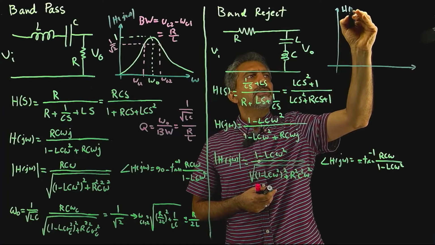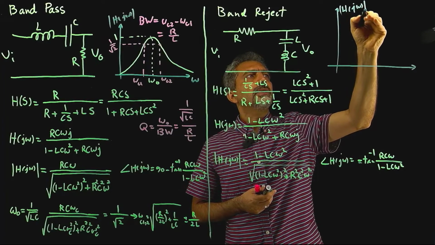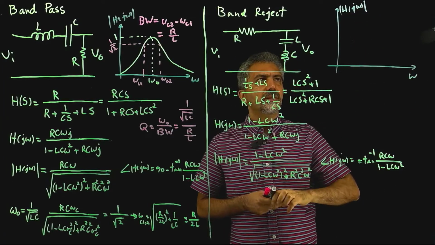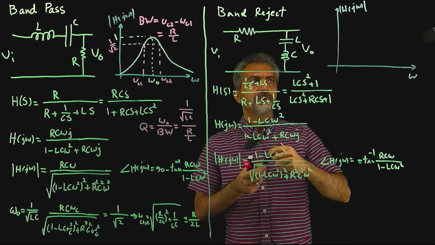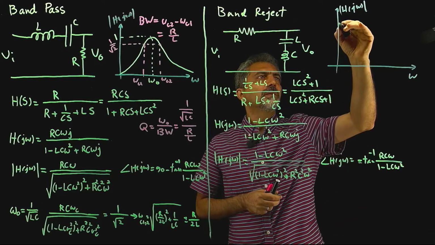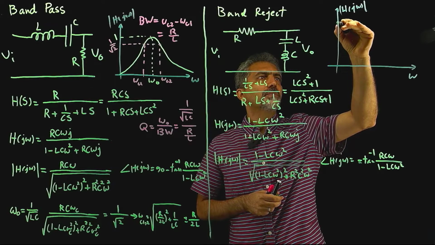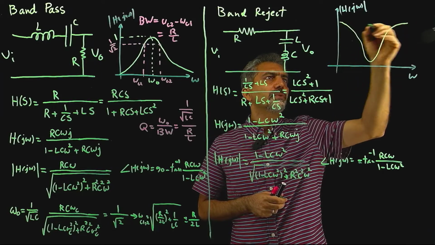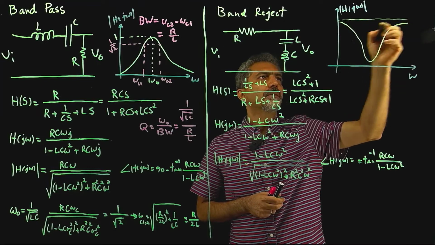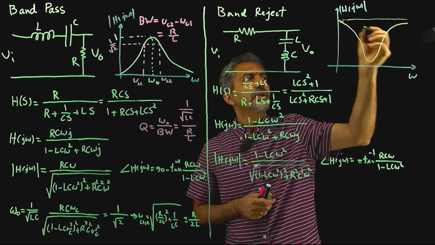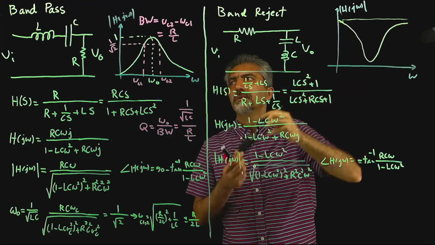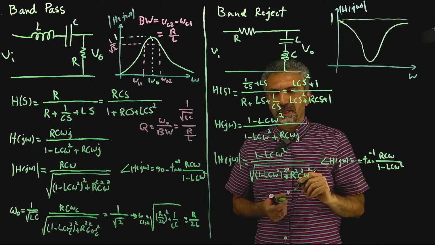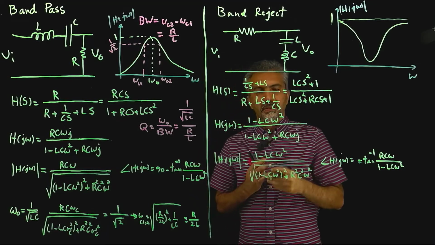So the magnitude of H(j omega) starts at 1, and it goes down, and then it comes back again and approaches 1 again. So starting at 1, approaching 1. And in the middle, something happens that we're going to see quickly.